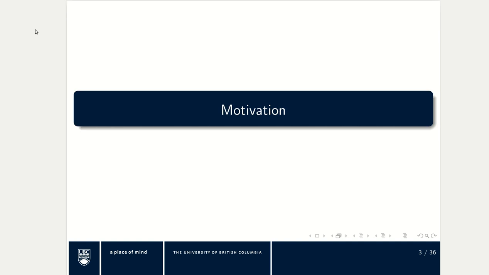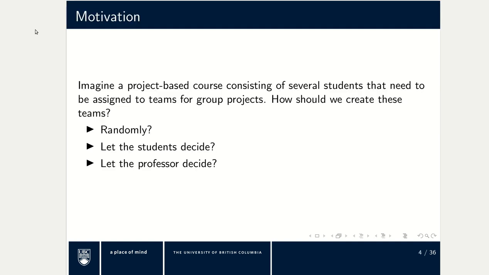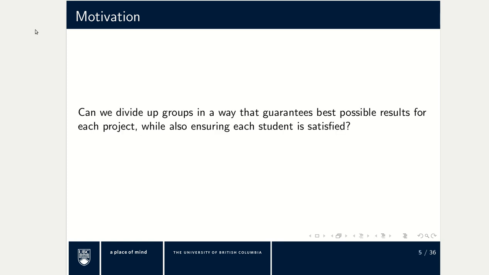So here's our motivation. Why are we doing this? Let's imagine a project-based course consisting of several students that need to be assigned to teams for group projects. Many of you have probably done this, this year even. I'm sure that this is a pretty regular thing for a lot of you. So the idea is, how do we create these teams? Should we do it randomly? Should we let the students decide? Should we let the professor decide? What's the best way to create these? More importantly, is there a way that we could divide up the groups in such a way as to guarantee the best possible results for each project and also ensure that each student is happy with their group?